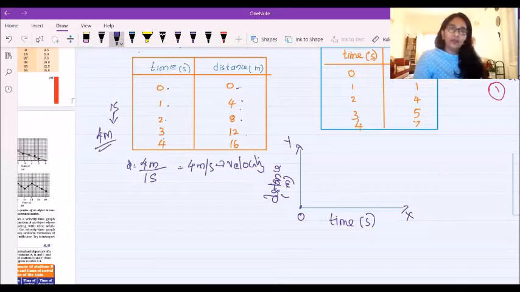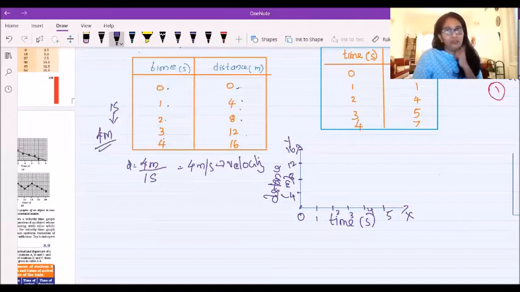Now I have to plot. 1, 2, 3, 4, 5. Now here, how will I take? 4, 8, 12, and 16 is there. If you have graph paper, you can plot it a little more accurately.